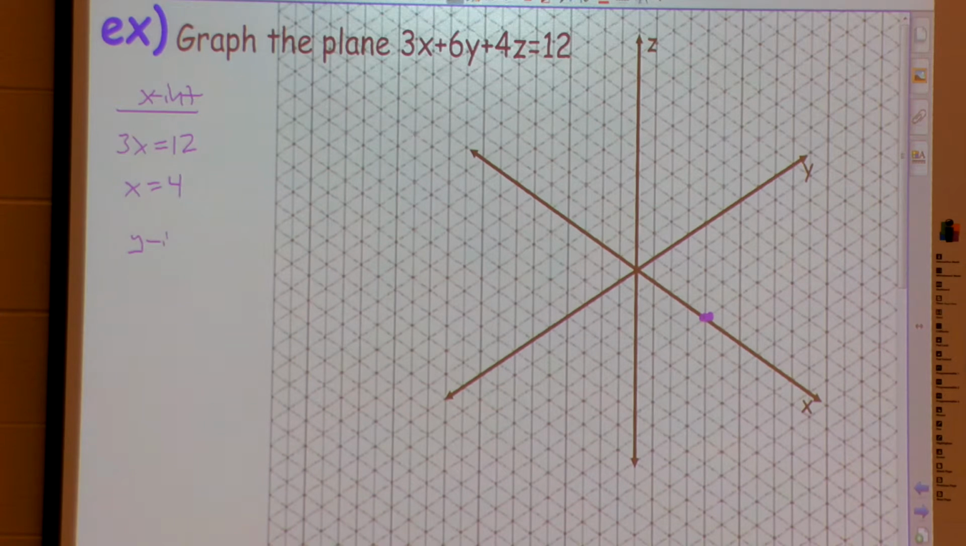Find my y-intercept, plug in 0 for the other 2, so x and z. I'm left with 6y equals 12, or y equals 2. Now to find my z-intercept, plug in 0 for x and y. So I have 4z equals 12, z equals 3. So I go 1, 2, 3. And plot them. And sometimes your triangles look really skinny and weird, but that's okay.